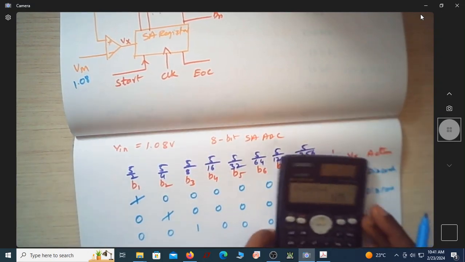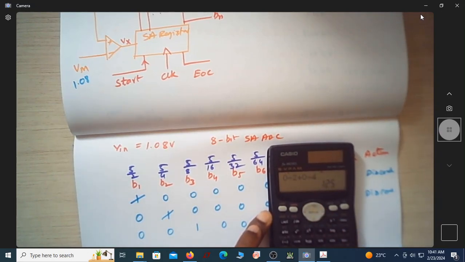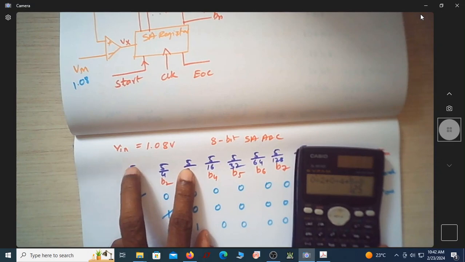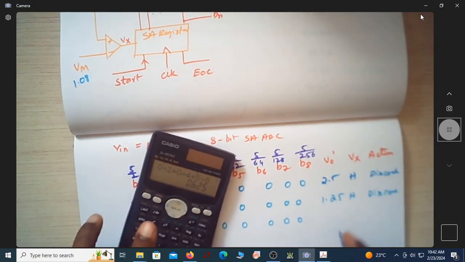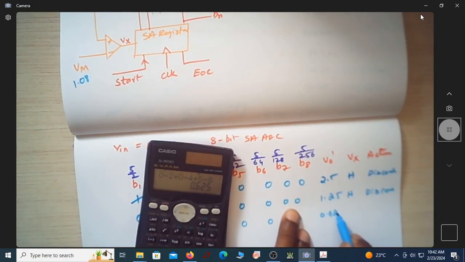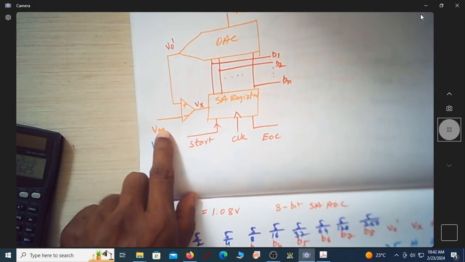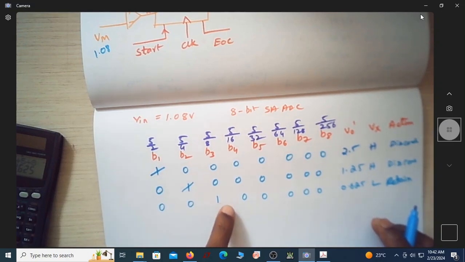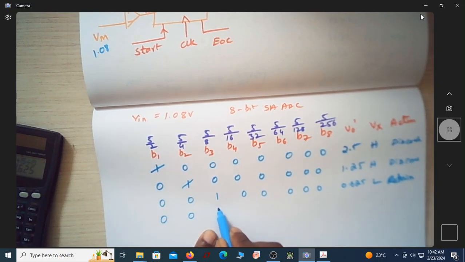So now I'll go back here and make this as 0 and make this as plus 5 by 8, because this is 5 by 2, 5 by 4, 5 by 8. This is made 0, this is also made 0. This is now 5 by 8, so it is now 0.625. Since this 0.625 is less than 1.08, this is now low. When this is low, whichever bit you made high, you retain it and you make the next bit also 1.